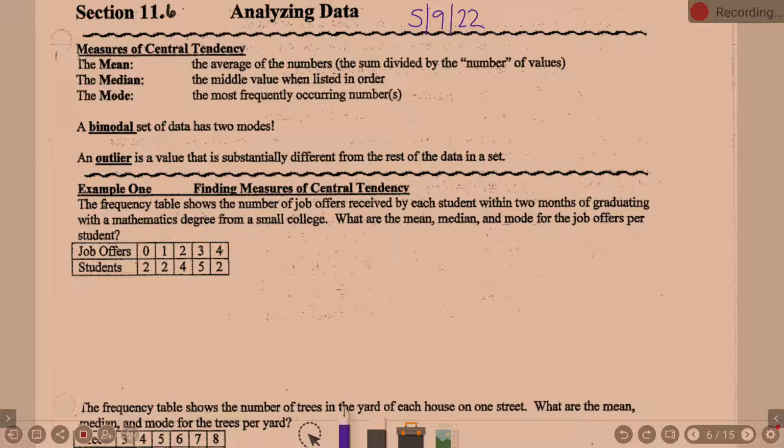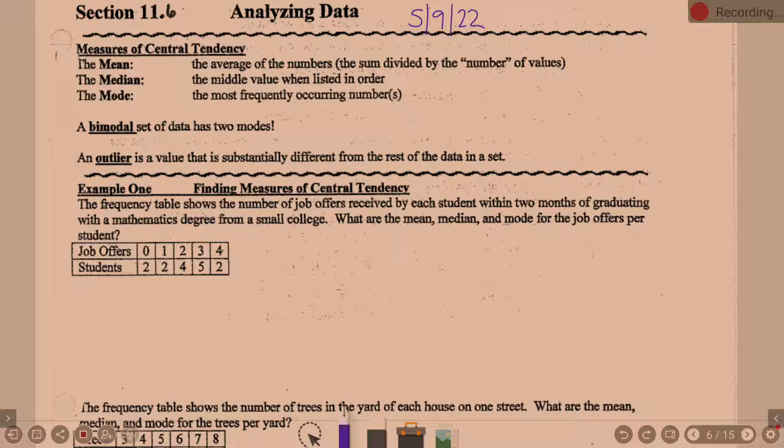Now, what do you guys remember? When I say mean, how do you find the mean? Okay, add them all up, divide by the amount of numbers you have. Mean is also sometimes known as the average. So if you're asked to find the mean, think average.